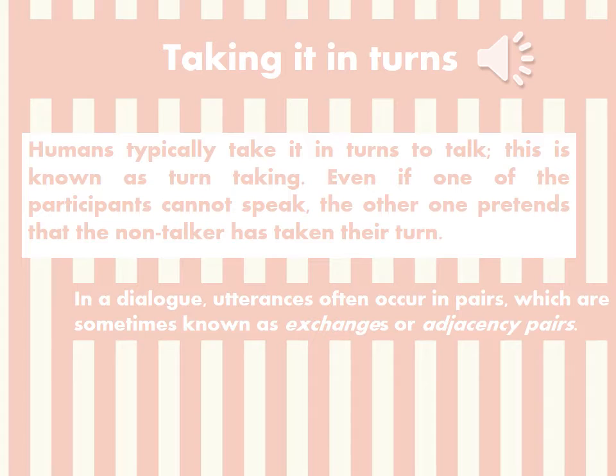Taking it in turns. Humans typically take it in turns to talk. This is known as turn-taking. Even if one of the participants cannot speak, the other one pretends that the non-talker has taken their turn. In a dialogue, utterances often occur in pairs, which are sometimes known as exchanges or adjacency pairs.